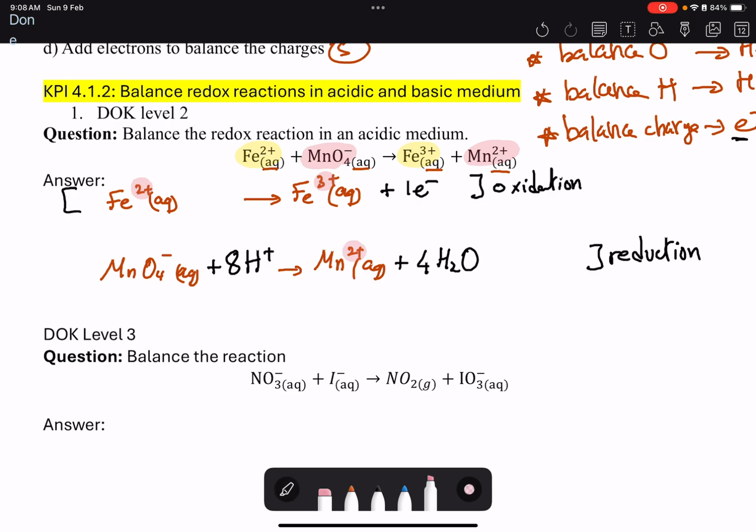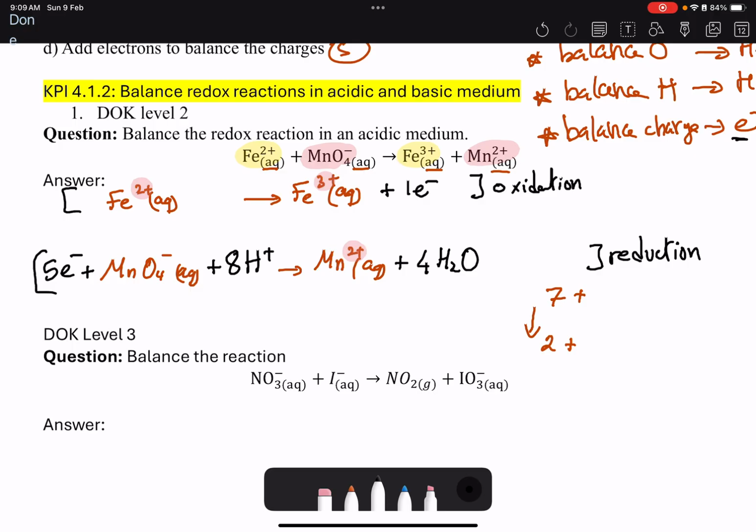Let's first count the charges. On this side, I have 2+ because 4H2O has no charge on it. It's neutral. Whereas on this side, I have 8 pluses. Don't forget to multiply it by 8. 8 pluses and 1 minus. So that is 7+. So I need to drop the 7+ to 2+. This is the higher side. So I am going to add 5 electrons on the higher side to drop the 7+ to 2+. So plus 5 electrons.